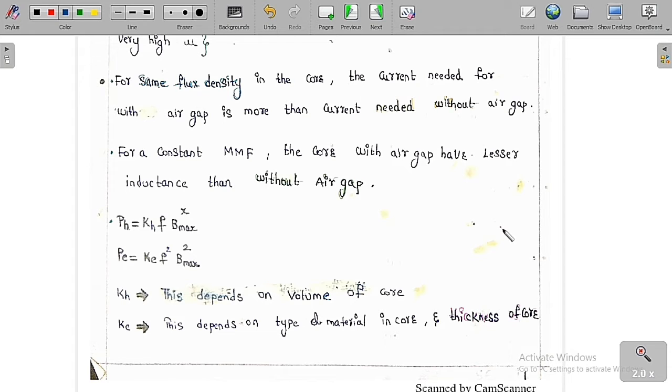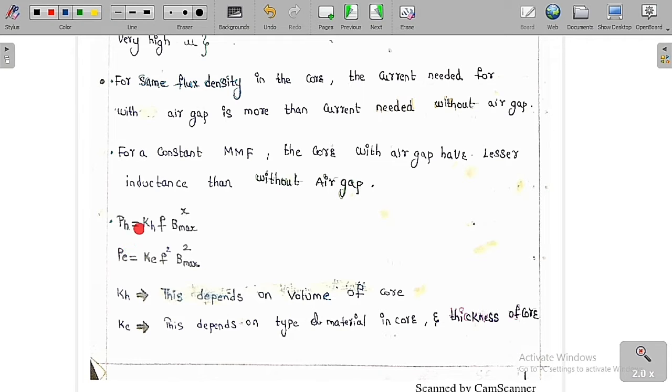Suppose you are going to turn some coil. If you keep it in air, the inductance is very less. But if you keep a core inside the coil, then its inductance increases, because inductance is directly proportional to magnetic permeability. So the more the magnetic permeability of the core, the more will be the inductance.